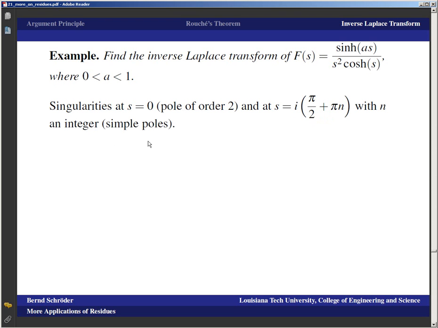And those are all simple poles, and that is because the zeros of the cosine function are simple. Let me think about that. Yes, they are. I was worried there for a moment because the cosine expansion goes with constant plus something that's squared, but that's when you don't expand around a zero.